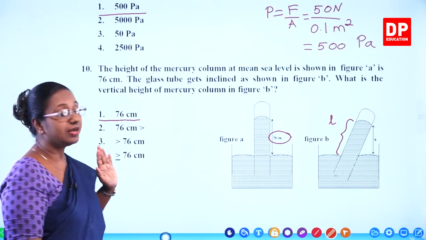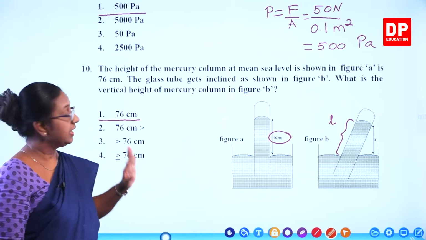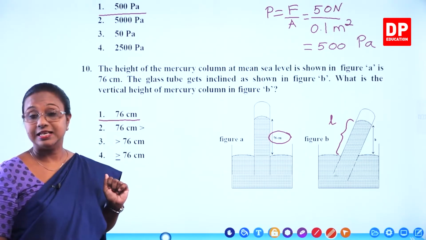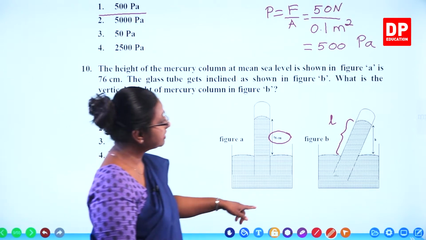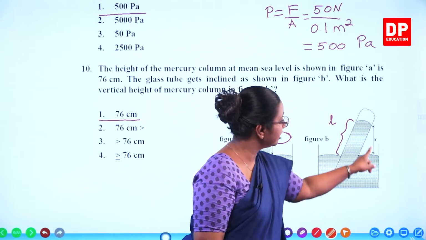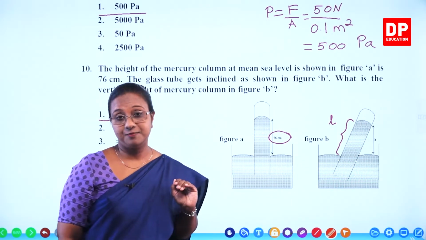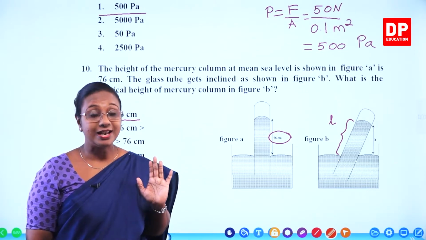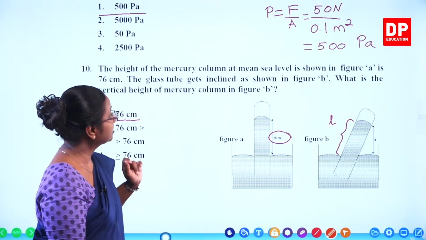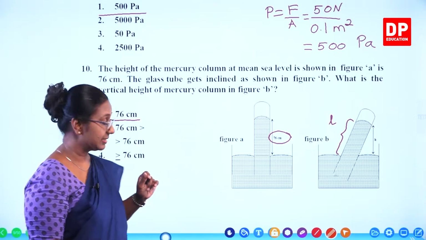It has to be 76 centimeters. Although this length is greater, the vertical height is the same. I am sure you all can understand that. So with that, students, we will move on to the next slide.